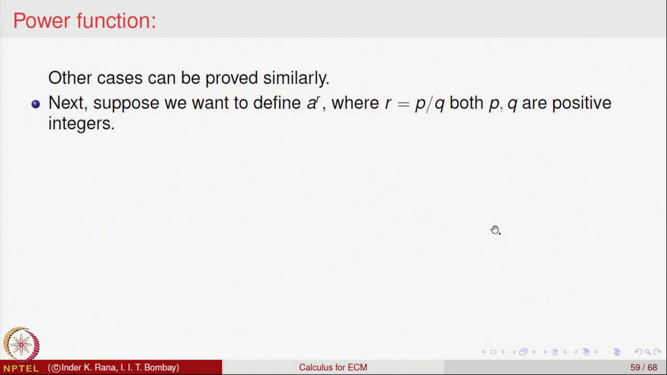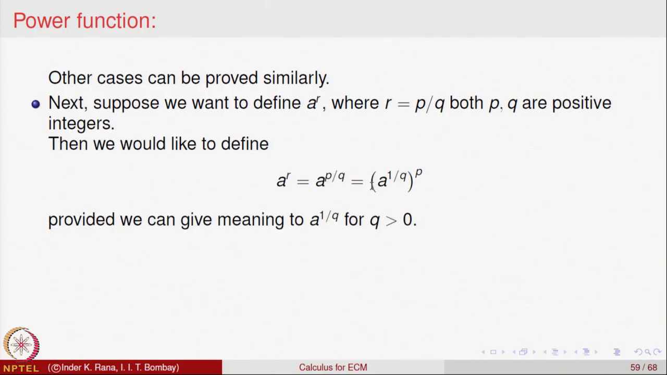Now, let us next look at a rational number r, and we want to define a raised to power r, where r is say p by q, where p and q are both positive. So, we are looking at positive rationals. So, one can define a raised to power r to be equal to a raised to power 1 over q, where q is a positive integer, and then to the power p. So, this can be defined if we can give a meaning to a raised to power 1 over q, where q is a positive integer.